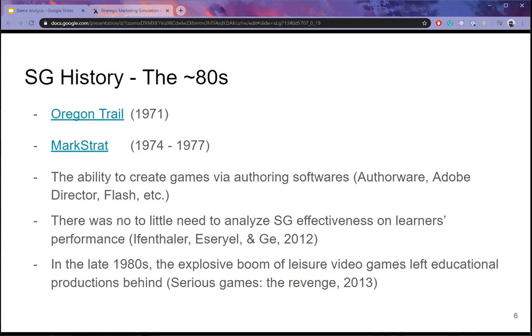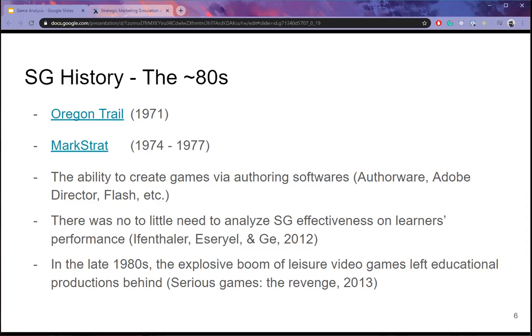And in the 80s, as computer-based instruction became popular, the advent of authoring software such as Authorware, Adobe Director, and Flash led to the ability to create games. So teachers can actually use these tools to create their own games for instruction. Sometimes these games are used to teach specific subjects or skills, and other times they could be used to illustrate difficult concepts or procedures.